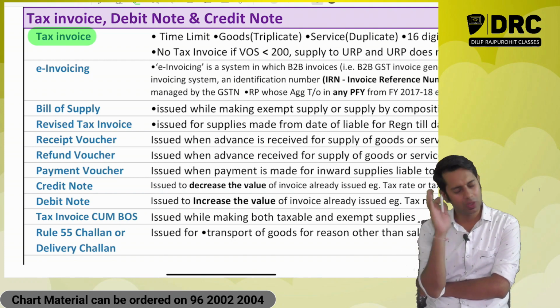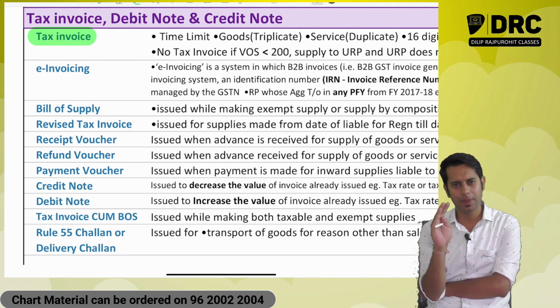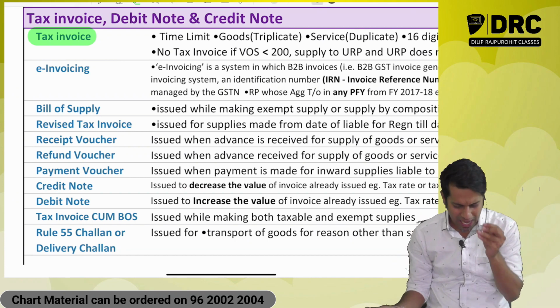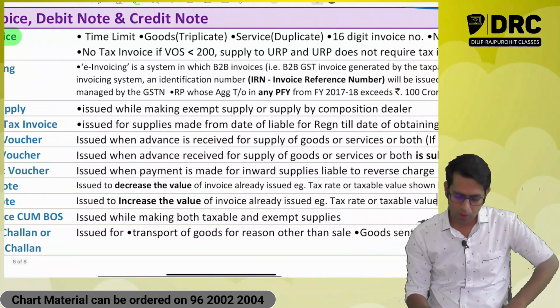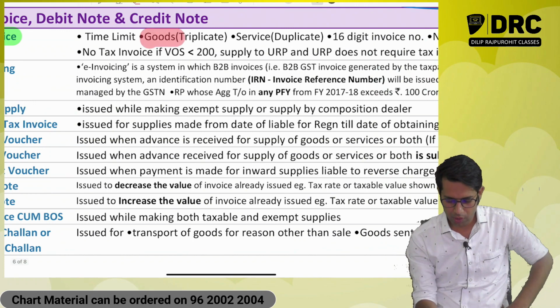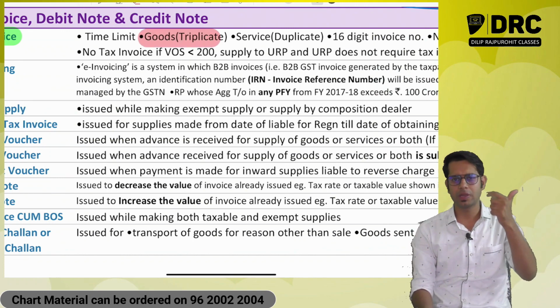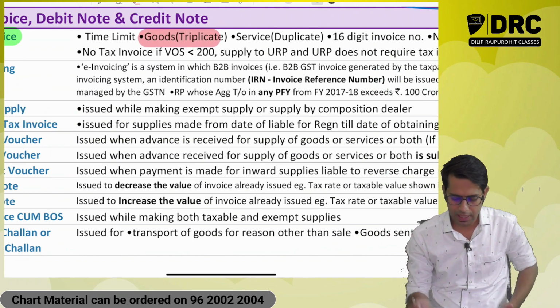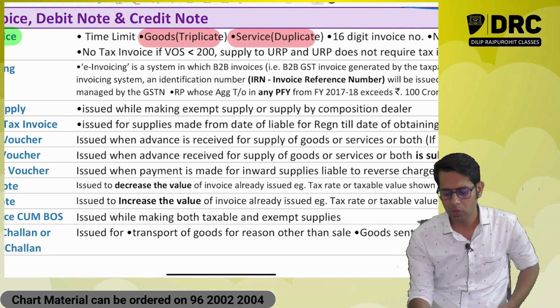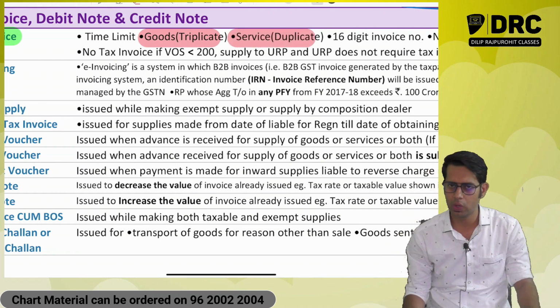Sir, when is a tax invoice required to be issued? Whenever you are making taxable supplies, you are required to issue a document called a tax invoice. If you are making taxable supply of goods, then the tax invoice is required to be issued in 3 copies: one for the supplier, one for the recipient, and one for the transporter who is going to transport the goods. For services, it is required to be issued in duplicate.